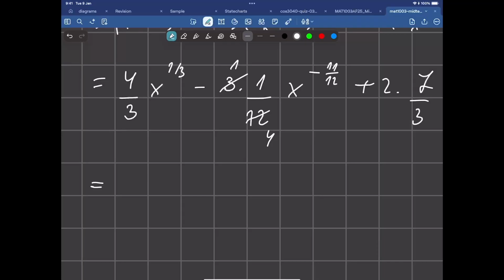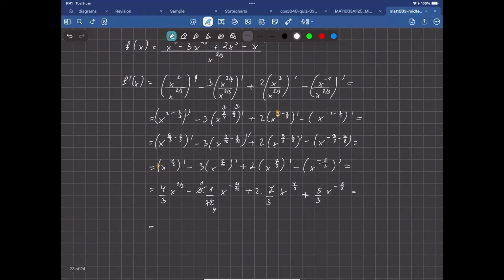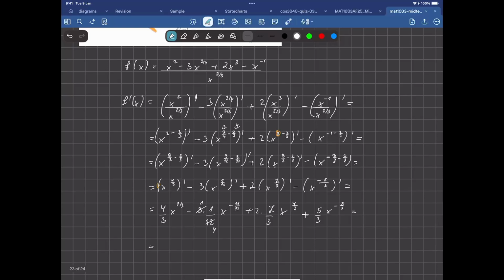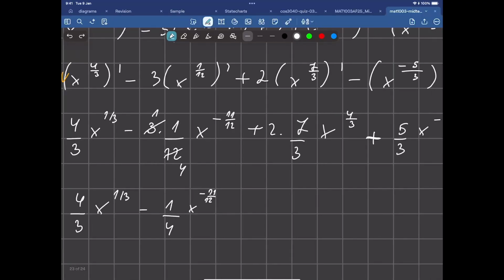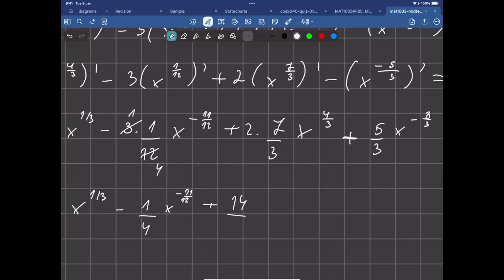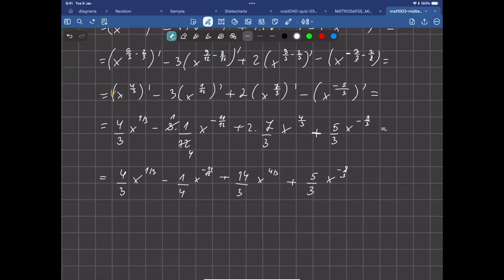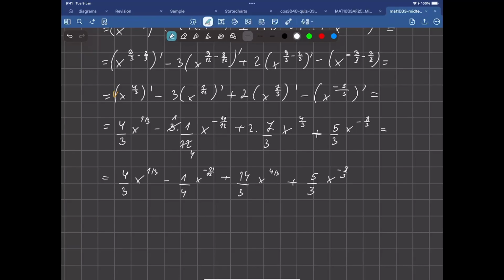So we just finalize our answer, and that's it. You see, it still has some calculations, but it would have been much harder if we had used the quotient rule. So that's going to be 4/3 x to the 1/3 minus 1/4 x to the minus 11/12. Of course, you could bring this down to the denominator with the opposite exponent sign, but you're not required to, so you can just stick with that. Plus 14 over 3 x to the 4/3 plus 5 over 3 x to the minus 8/3. And that's your final answer for this problem.